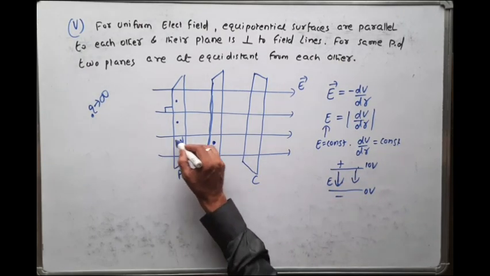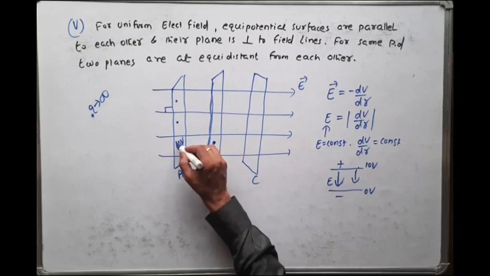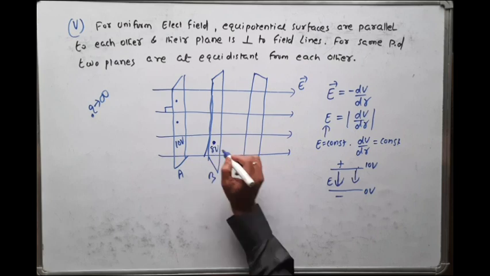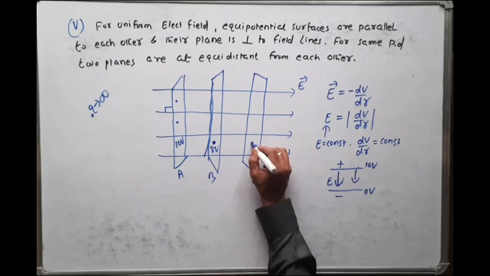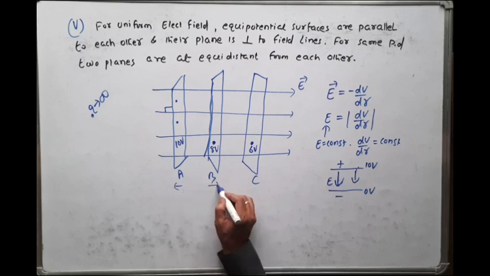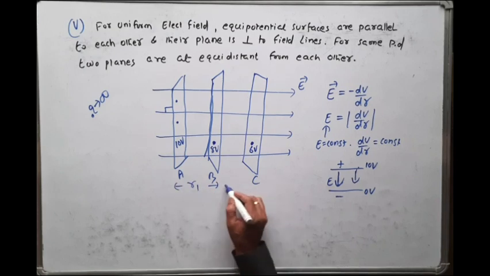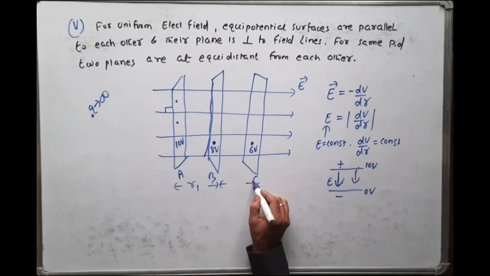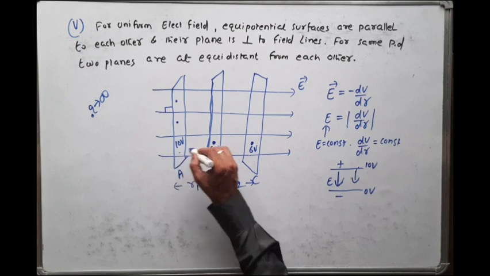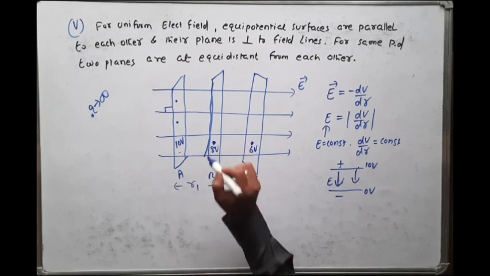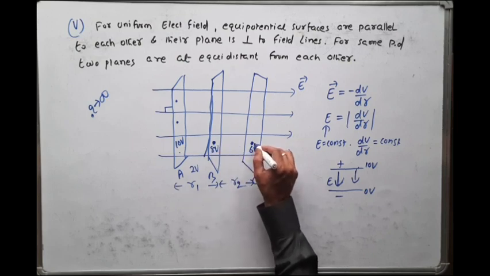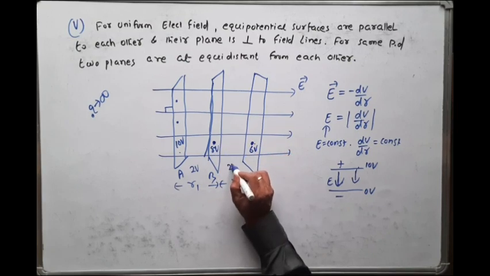So here electric field is towards right, here potential is 10 volt, definitely here potential will be reduced, let us say it is 8 volt. So here potential again decreases, let us say it is 6 volt. Now what is the distance between A and B plate? Let us say R1, and the distance between B and C plate is R2. Now what is the potential difference between A and B? 10 minus 8, that is 2 volt. And between B and C? 8 minus 6, that is also 2 volt.